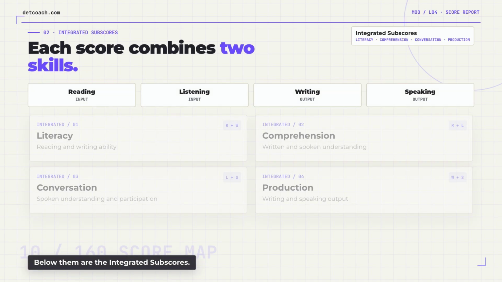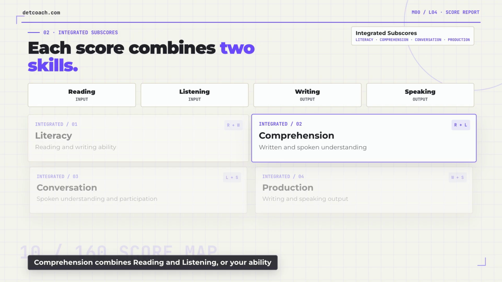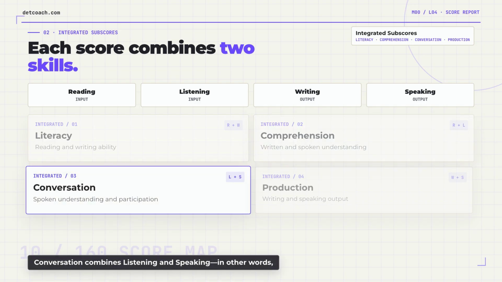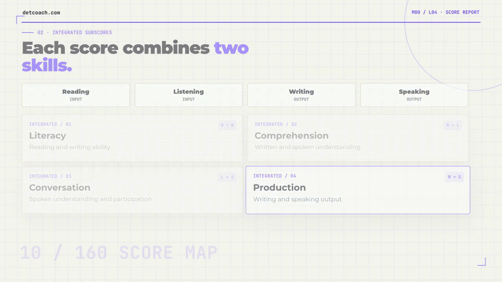Below them are the integrated subscores. Each one combines 2 individual skills. Literacy combines reading and writing, in other words, your reading and writing ability. Comprehension combines reading and listening, or your ability to understand written and spoken English. Conversation combines listening and speaking, in other words, your ability to understand and take part in spoken communication. Production combines writing and speaking, or your ability to produce language.